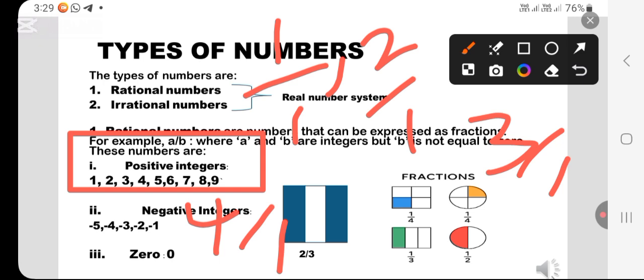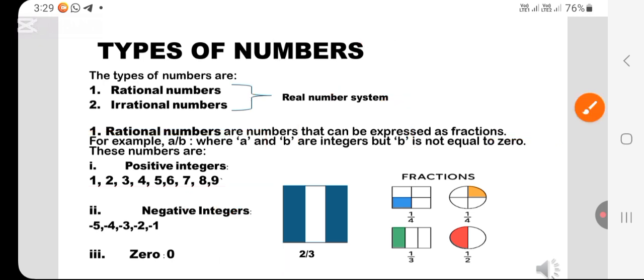1 divided by 1 is 1. 2 divided by 1 is 2. 3 divided by 1 is 3. 4 divided by 1 is 4. Another type of rational numbers we have are the negative integers. We can also express the negative integers as fractions, just the way we express the positive integers as fractions.